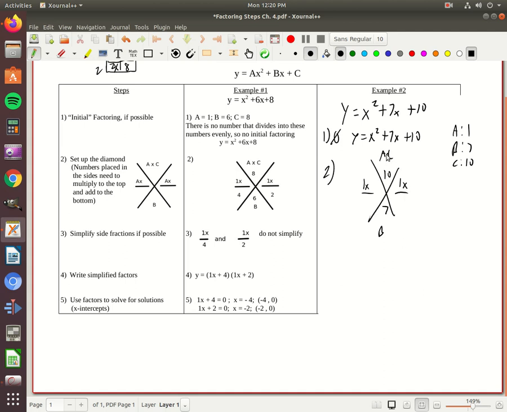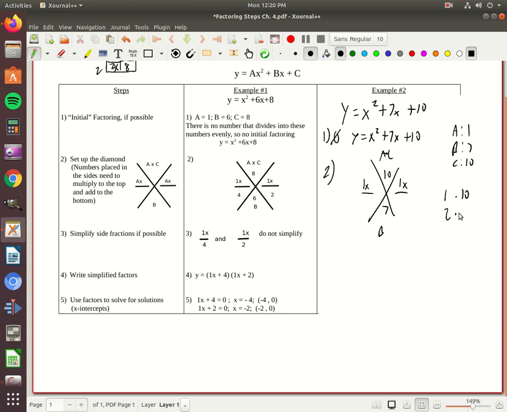I know I went through that fairly quickly, but hopefully that makes a lot of sense as to why we set it up the way we did. Now I'm going to say, all right, what numbers multiply to 10? 1 times 10 does, but I can't add or subtract that to get a 7. So I don't think that'll work.